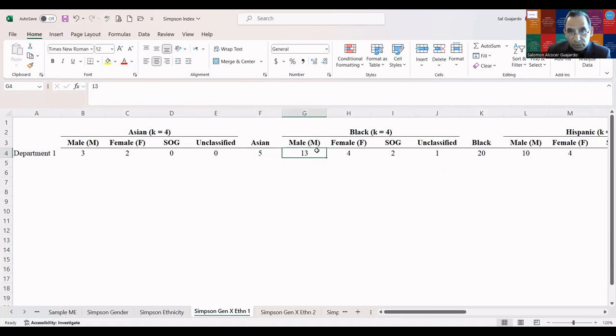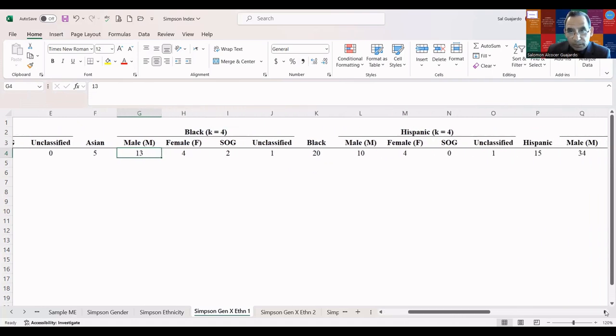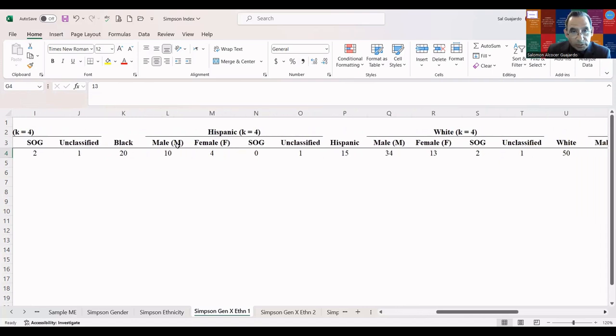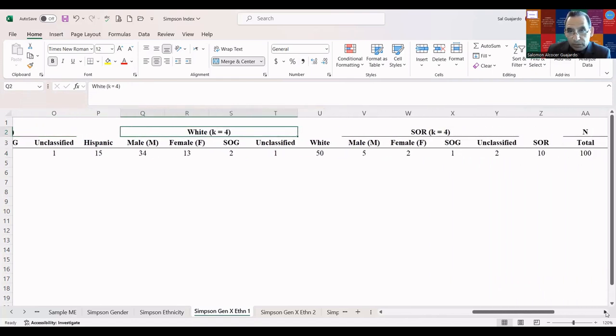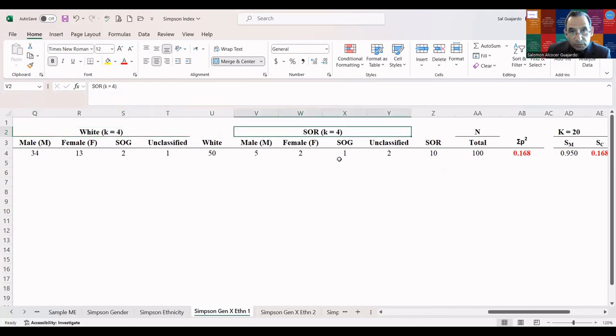Here I have the distribution of gender by the Black workforce. I have the gender distribution by ethnic work group, the same for the white work group, and the same for the some other race group, which consists of 10 individuals distributed by male, female, some other gender, unclassified.